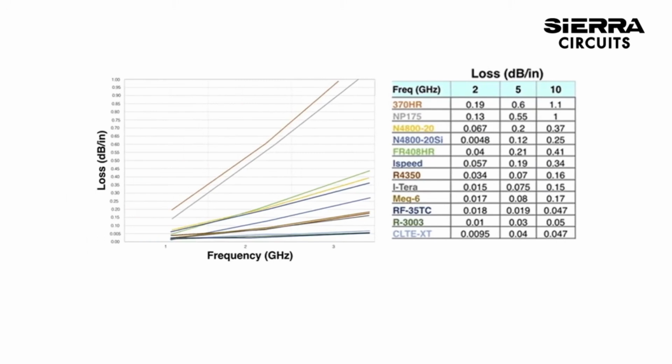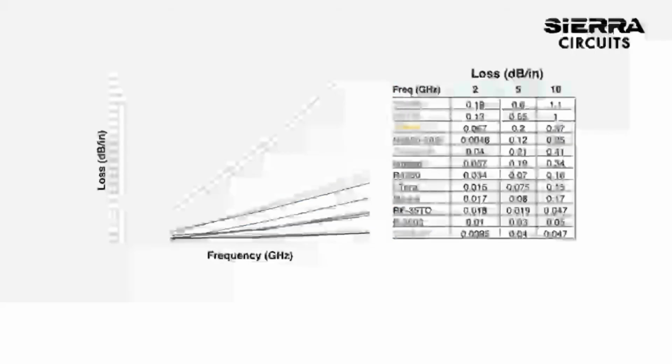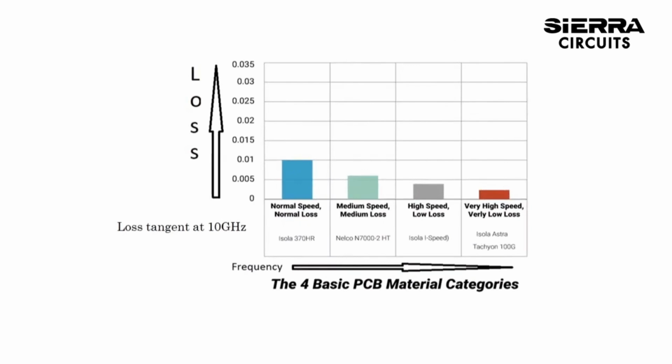Certain materials exhibit low loss at high frequency. Materials like Isola iSpeed and Isola Tachyon 100G exhibit low loss when operating at high frequencies. PCB materials are categorized by operating frequency into normal speed, normal loss; medium speed, medium loss; high speed, low loss; and very high speed, very low loss materials.